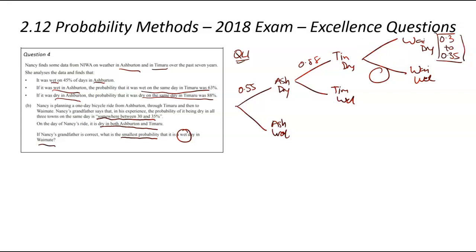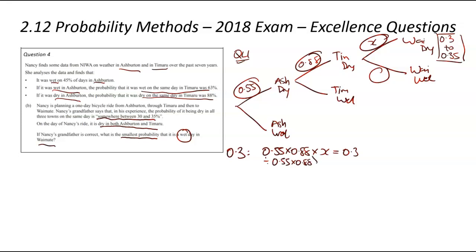So the way I'm going to approach this question, I'm going to break it up into two options. So let's say it's the lower limit of 0.3. We know that this, which we don't know, so we're going to call that x, is going to be equal to 0.3. So we've just got an algebraic equation. So 0.55 times 0.88 times x is equal to 0.3. I'm now going to use my algebra, so I'm going to divide by 0.55 times 0.88, and do the same on the other side as well. So x will be equal to 0.3 divided by 0.55 times 0.88.